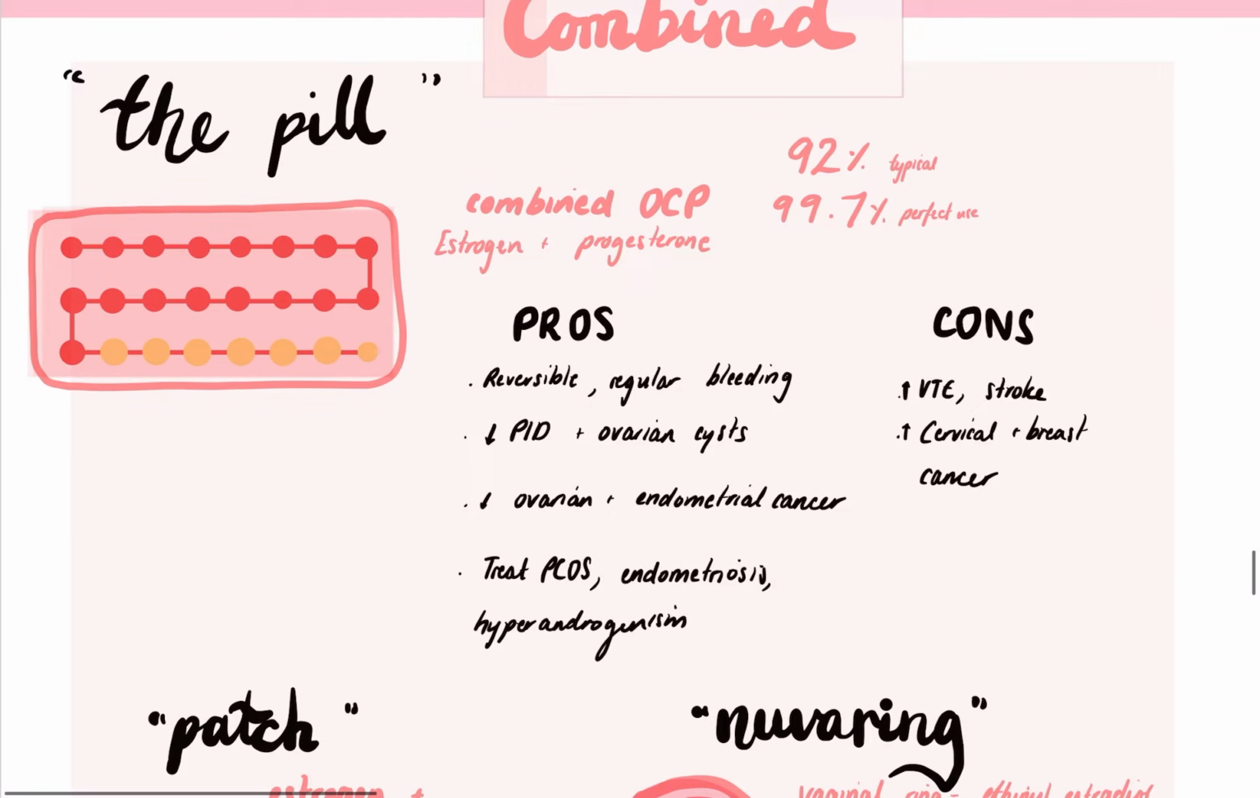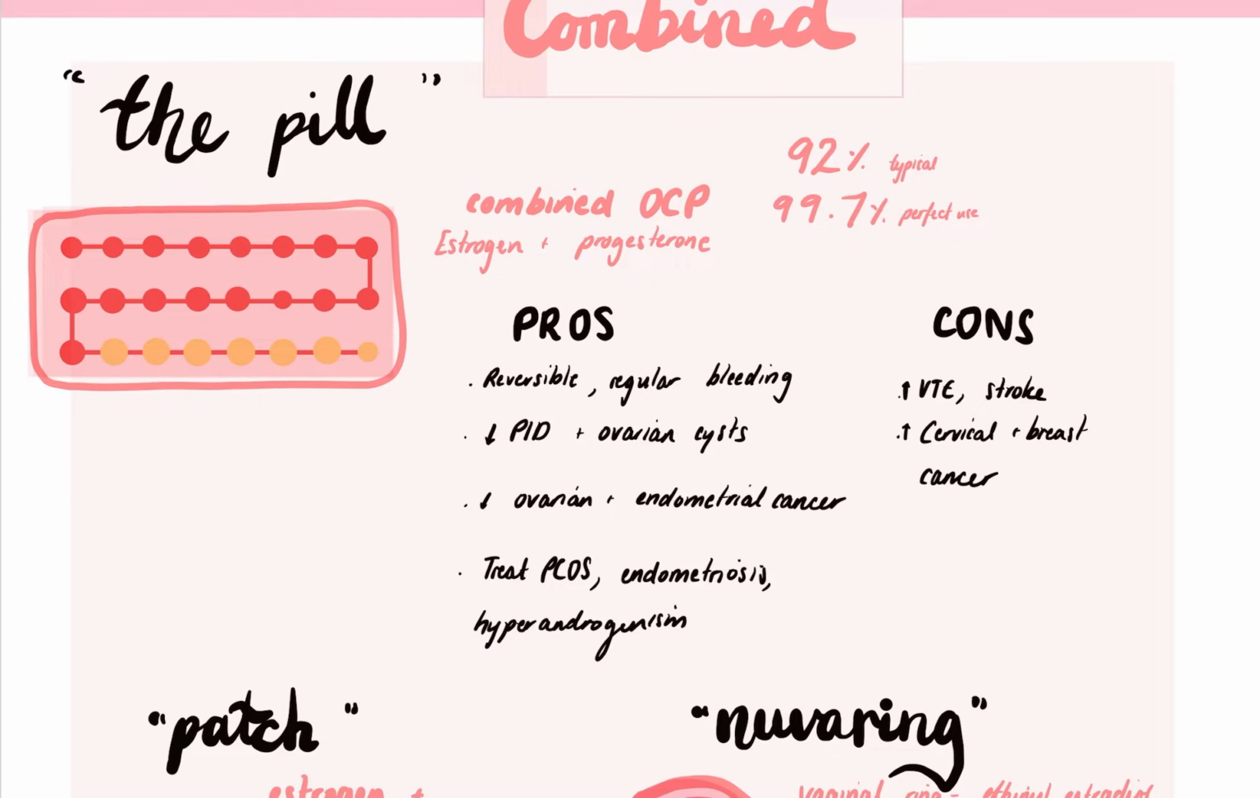Another pro of the pill is that it's actually really effective in reducing pelvic inflammatory disease and ovarian cysts. It also reduces your risk of ovarian and endometrial cancer, and hence it is also used to treat things like polycystic ovarian syndrome, endometriosis, and hyperandrogenism.